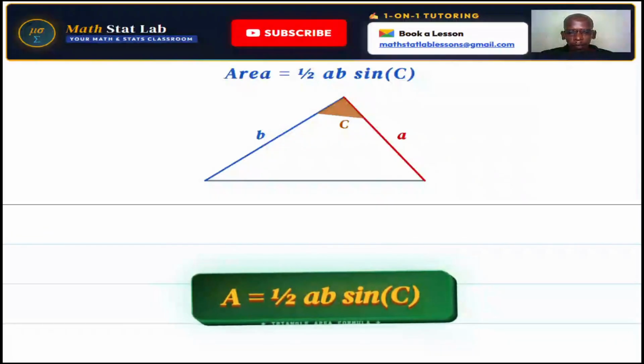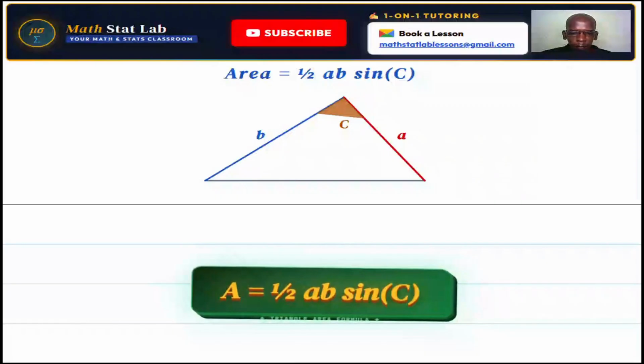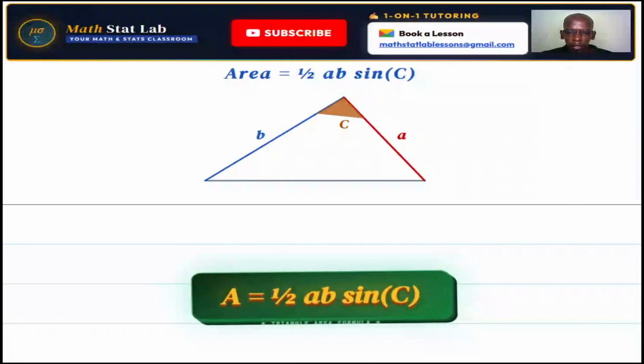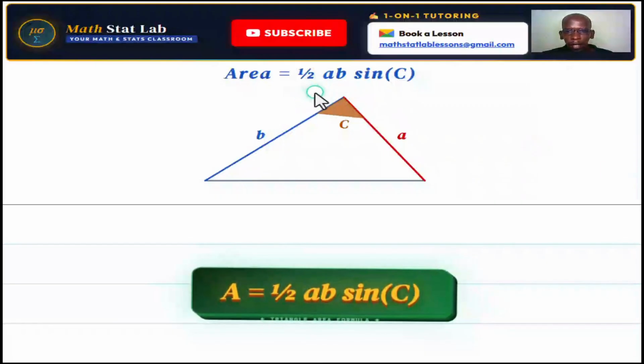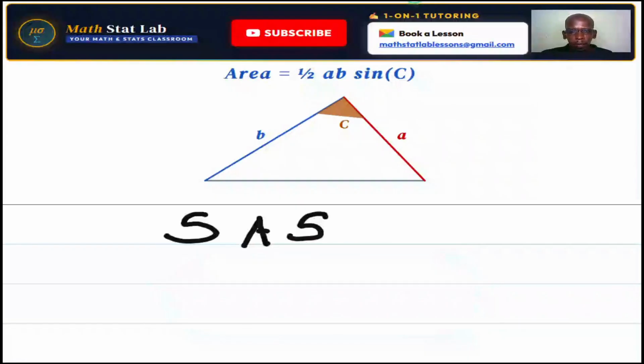In this lesson, we are going to learn how to find the area of a triangle using the formula half AB sine C. First, we call the formula SAS because it can only be used to find the area of a triangle if we know two sides of that triangle and then one angle.